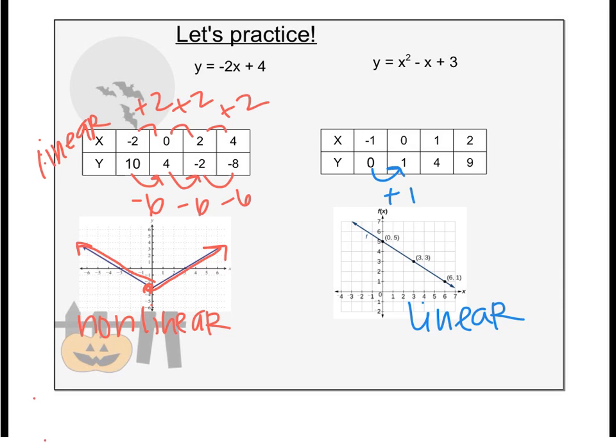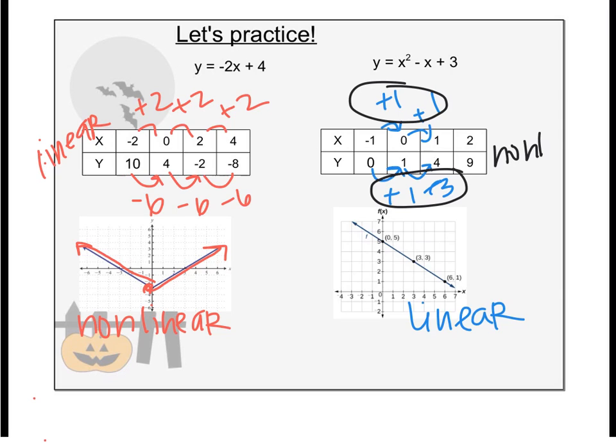Let's check the one on the right. 0 to 1 is adding 1. Negative 1 to 0, also adding 1. 1 to 4 is adding 3. 0 to 1 is adding 1. So here I can see my x increased by 1 both times, but my y increased by a different amount. This would be non-linear.